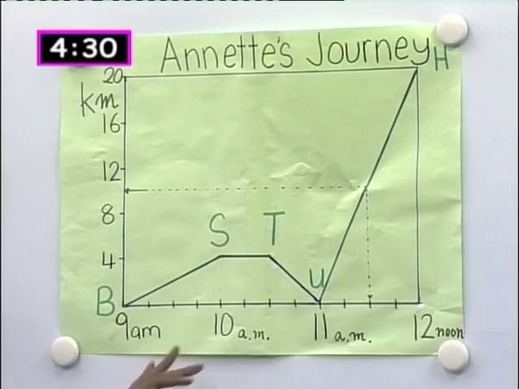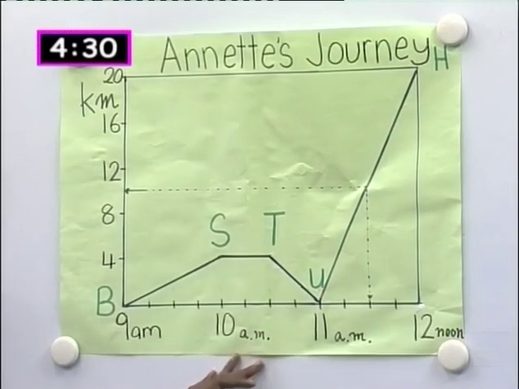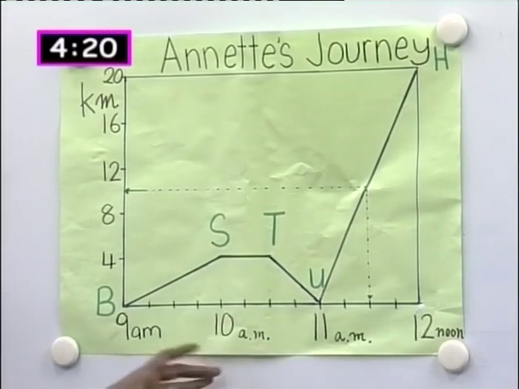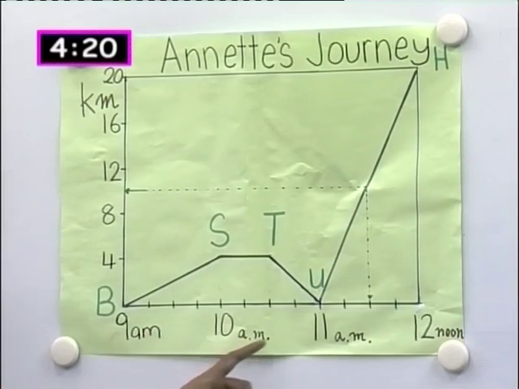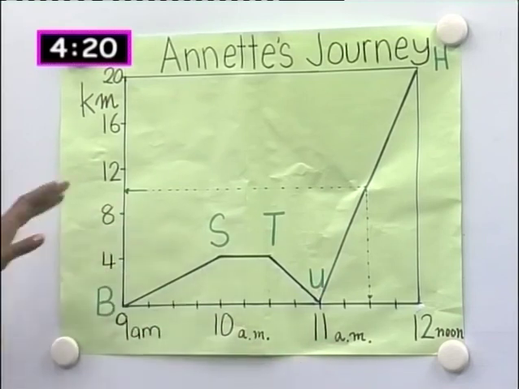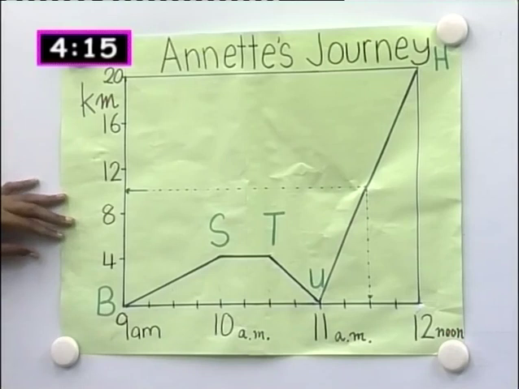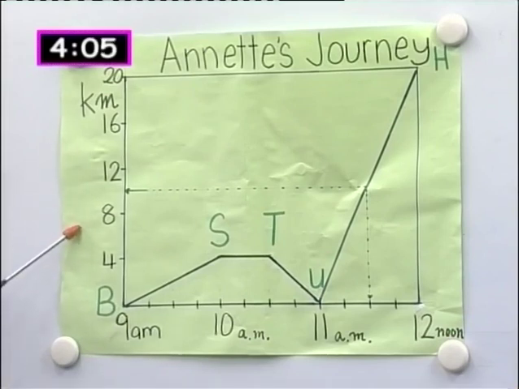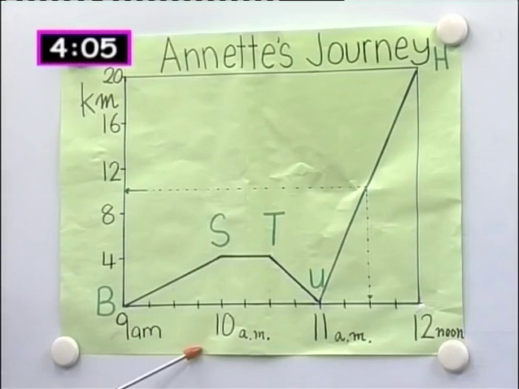Okay, don't forget this. The horizontal axis shows you the time. So you can write below here, you can write time. It's already given: 9 a.m., 10 a.m., 11, 12. Here on the vertical axis, we have the kilometers, or you can say distance. You can write distance on your vertical axis.